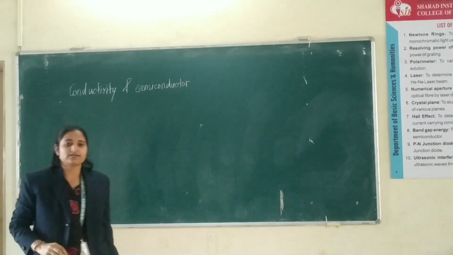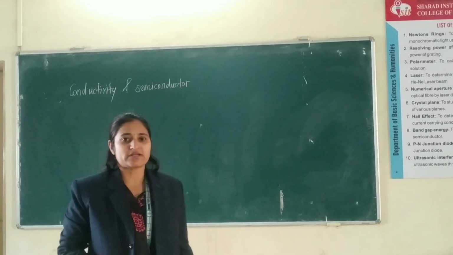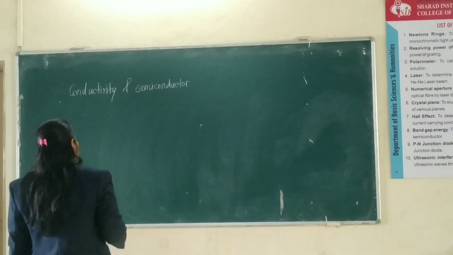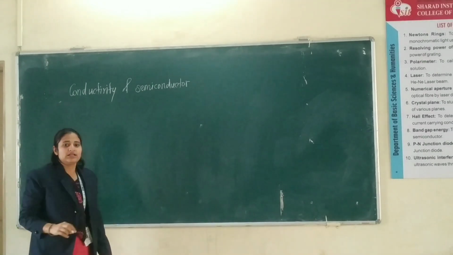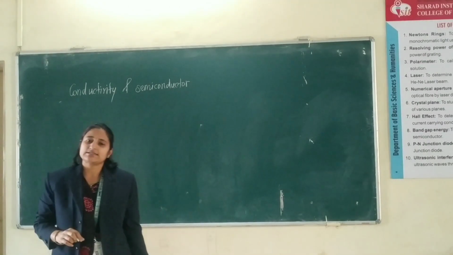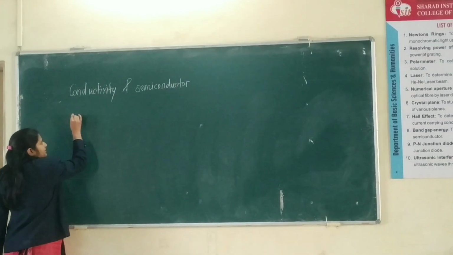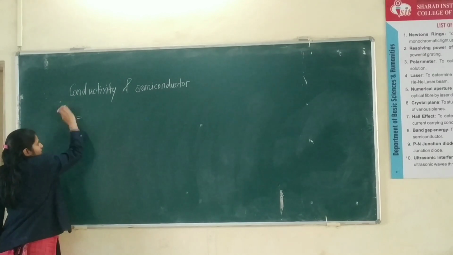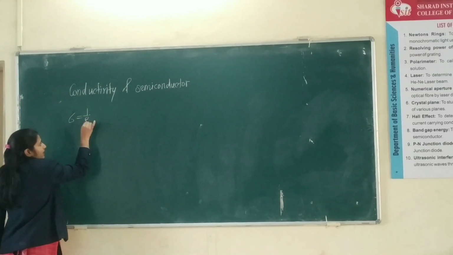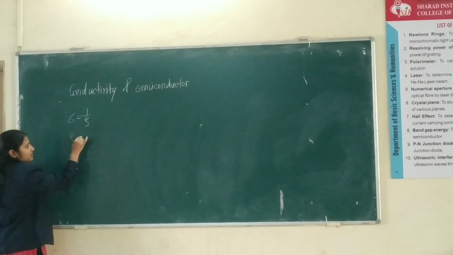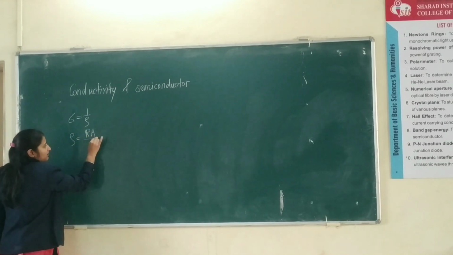Okay, so we know that conductivity is the reciprocal of resistivity, and resistivity is the product of resistance and area per unit length. So mathematically we can write sigma is equal to 1 by rho, and rho is equal to RA by L.